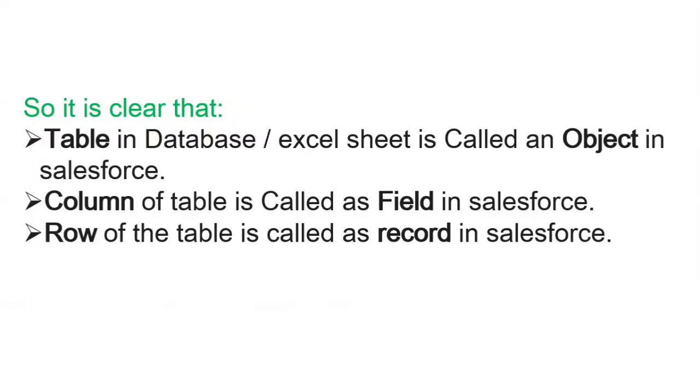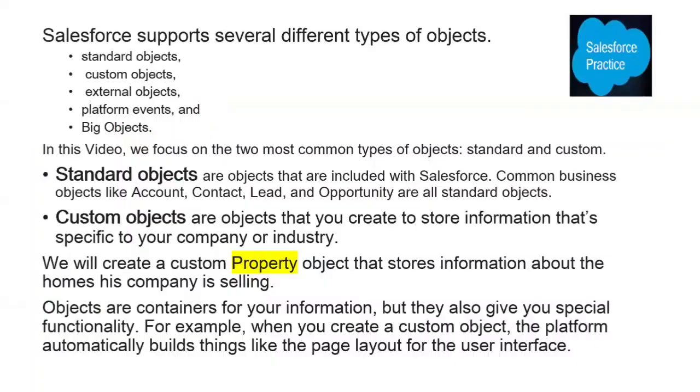So this is clear now: in a database we store data in a table, and that table we call an object in Salesforce. When you go to create an object, you will get different types of objects in Salesforce: standard object, custom object, external object, platform events, and big object. In this video, we will focus on the two most common types of object. One is a standard object and the second one is a custom object.